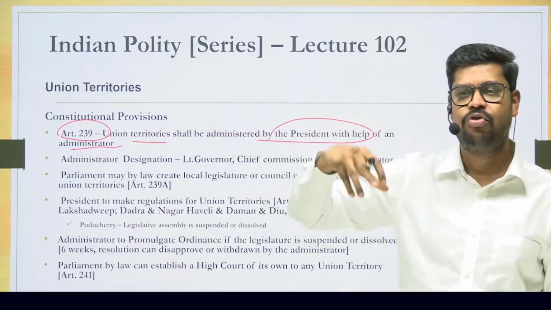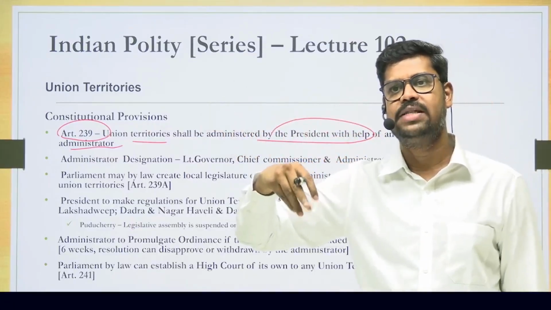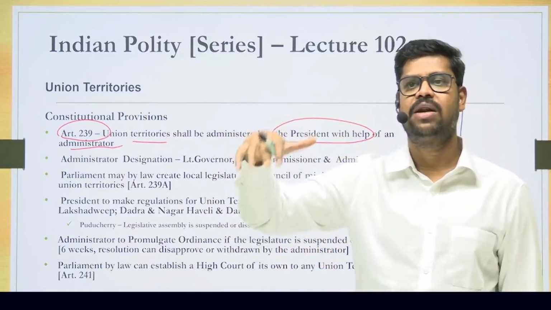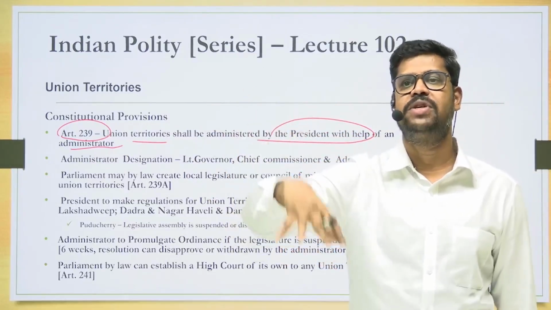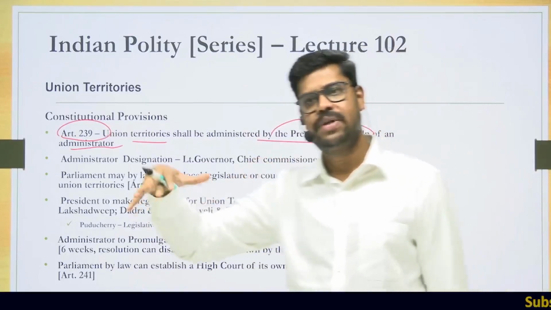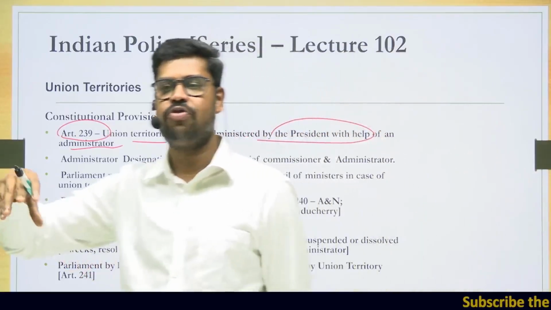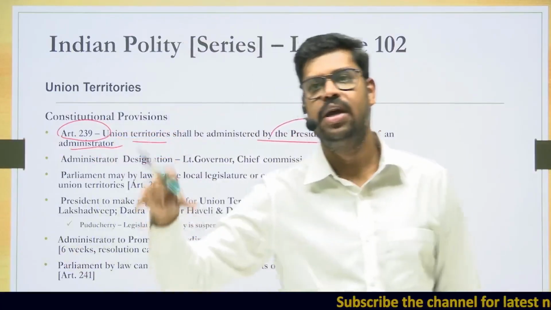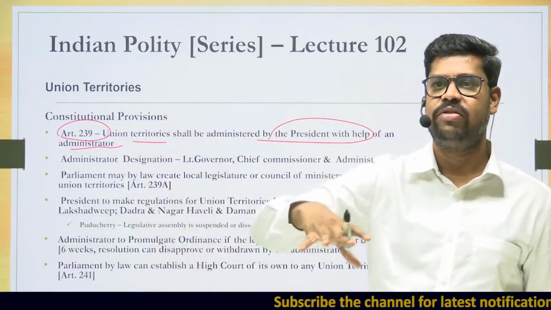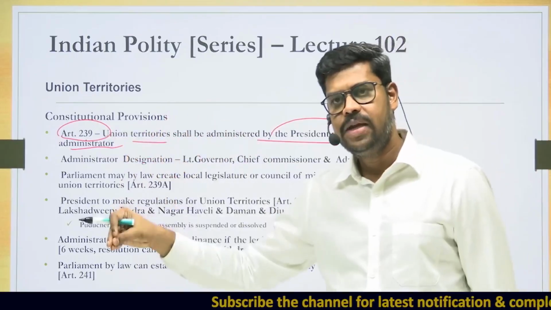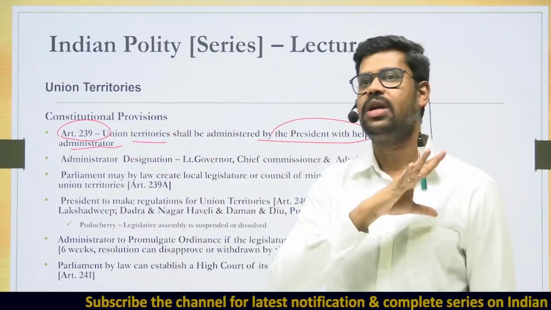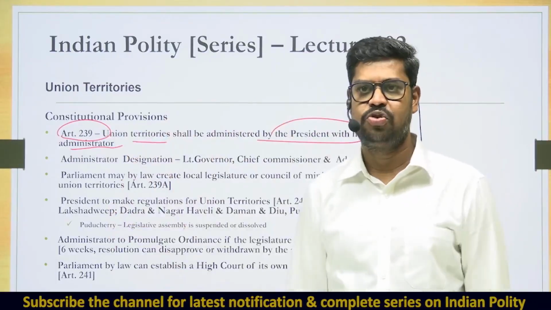So therefore, whether a union territory has a legislative body or not, the union territory is ultimately under the control of whom? It is under the control of the president. When I say president, the president is just a nominal executive. So the president has to act in accordance with the aid and advice of the Council of Ministers, that is the Union Council of Ministers, which means the union territories are directly under the control of the union government. That's a basic understanding you should have.